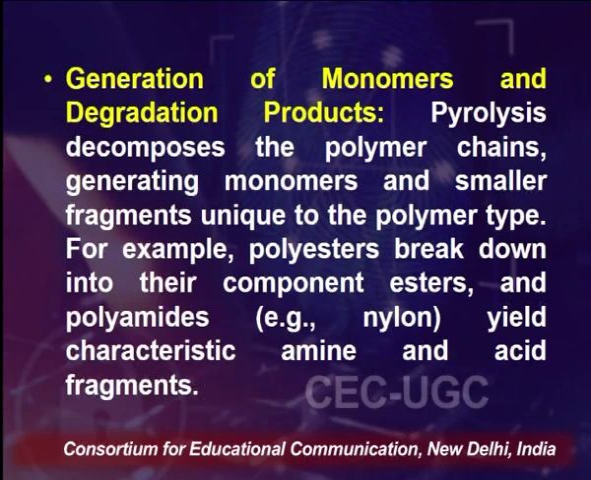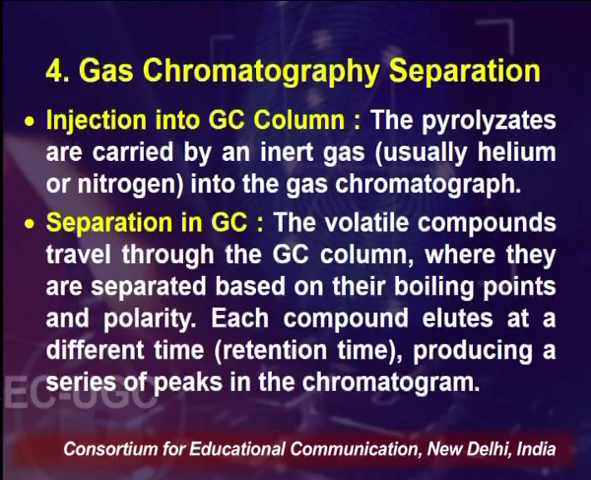These monomers and degraded products are then added to the gas chromatography separation chamber. We inject them into the GC column and there they are separated on the basis of the principle of adsorption. For example, we use the Rf value in the case of TLC, but in the case of GC, we use the retention time. That means whenever any mixture is added to the gas chromatograph, we see which component comes out first and which comes out second, and that gives us a series of peaks in the chromatogram.